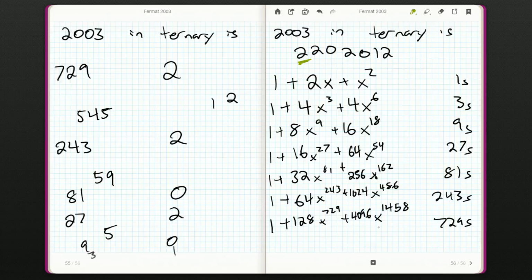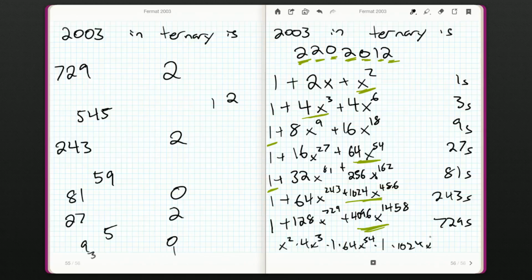So we have 1, 2, so that corresponds to this one, and then another 2, so that corresponds to this. A 0, so that's this one. 2, so that's this one. A 0, so that's this one. A 1, so that gives us a coefficient of 4, and finally 2. So we're just looking for coefficients. We've got x squared times 4x cubed times 1 times 64x to the 54 times 1 times 1024x to the 486 times 4096 times x to the 1458.